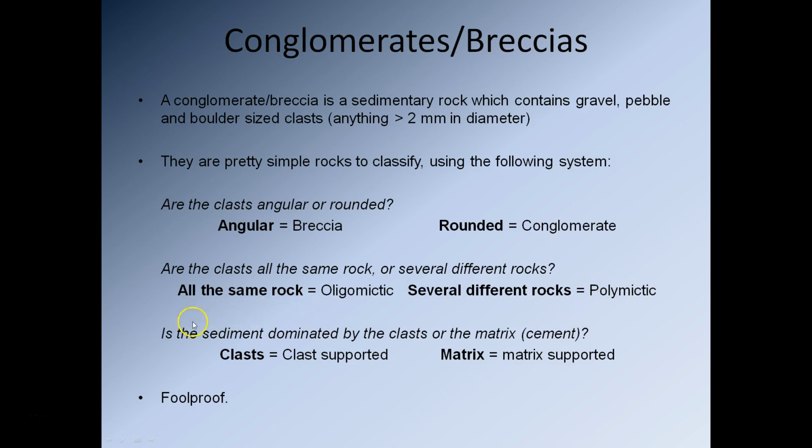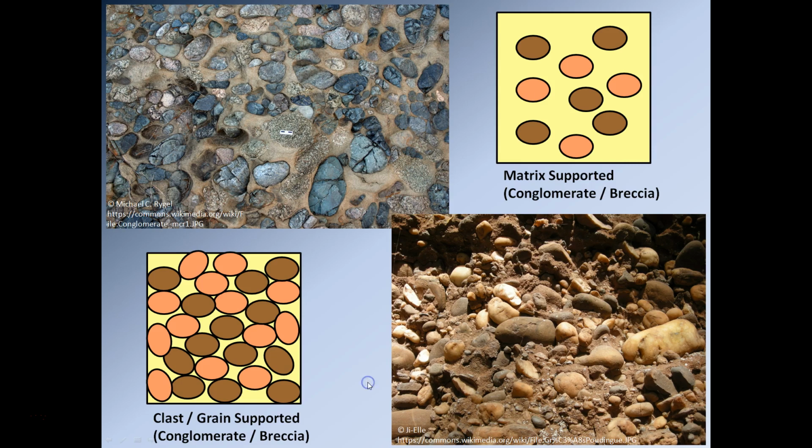And then finally, is the sediment dominated by clasts or matrix? If the rock is dominated by clasts, it's called clast supported, and if the rock is dominated by matrix, it's called matrix supported. So it's pretty foolproof. When it comes to clast and matrix supported, I have a couple of diagrams here that demonstrate the difference. In clast supported, the vast majority of the clasts will be in direct contact with one another. In contrast, in matrix-supported conglomerates or breccias, the clasts will often be separated by matrix in between them.